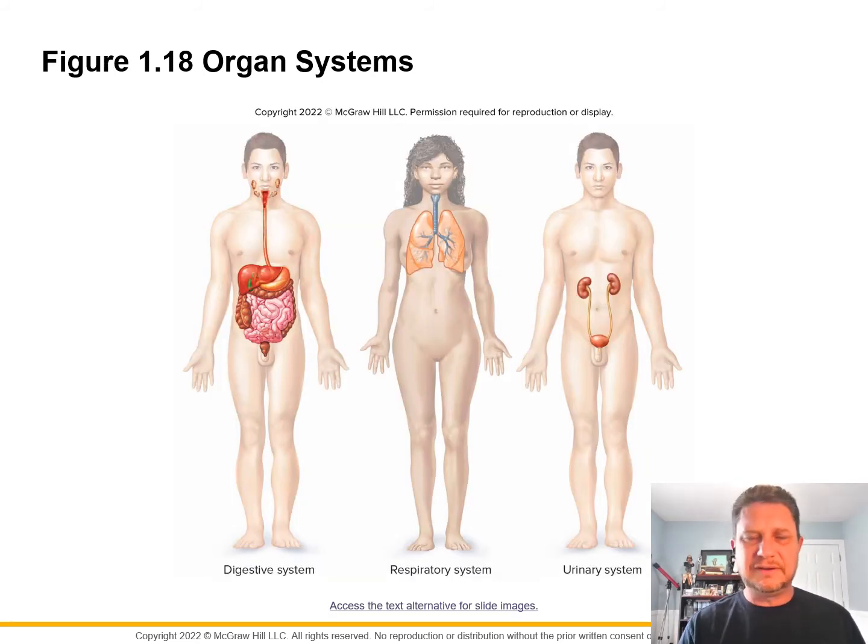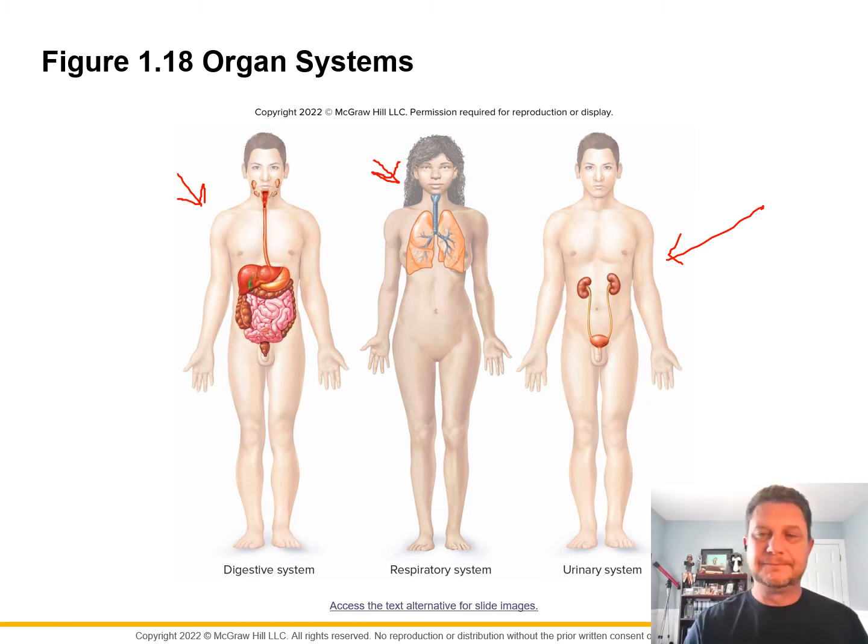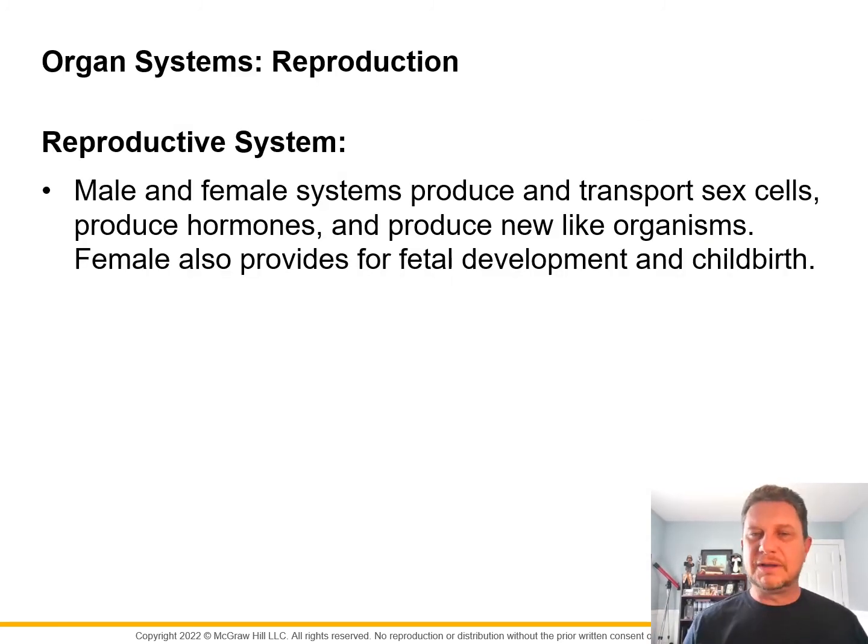These are the pictures of them, right? So we've got the digestive system here. We have the respiratory system here, the urinary system here. Again, these are bringing things in, using them, getting rid of waste products, and also regulating and maintaining a stable internal environment. Then we have the reproductive system.